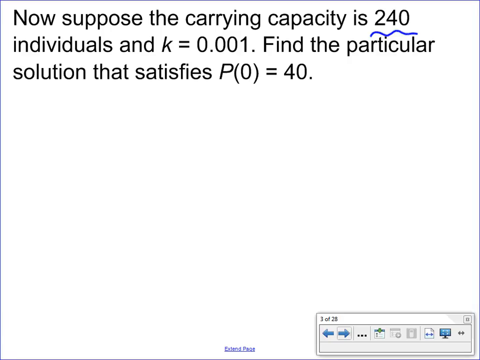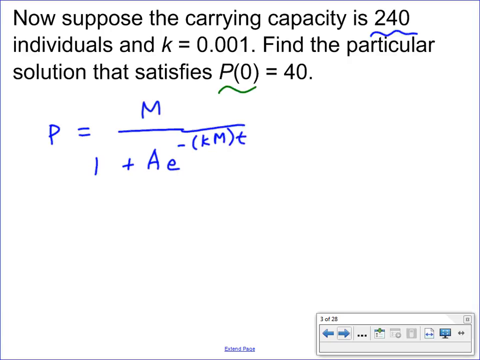Okay, so we'll start with our general form that Marissa just gave us. P is given by M over quantity 1 plus A times e to the opposite of K M T, and we'll go ahead and use our given condition along with our carrying capacity and value of K to determine A, that constant. We don't know what A is, so we can't pin down the particular solution, but we certainly can then rewrite this and figure out what A is.